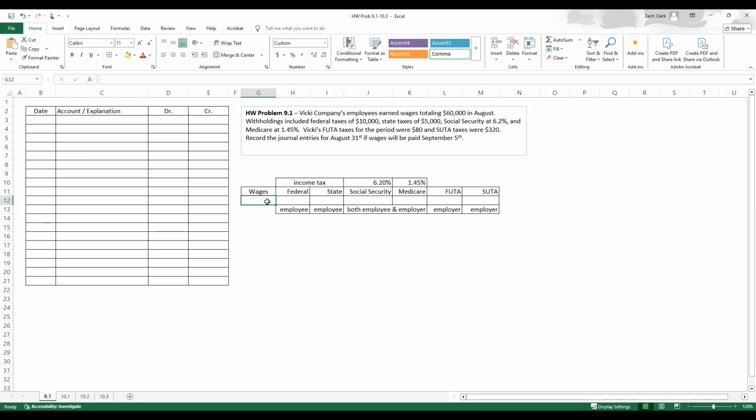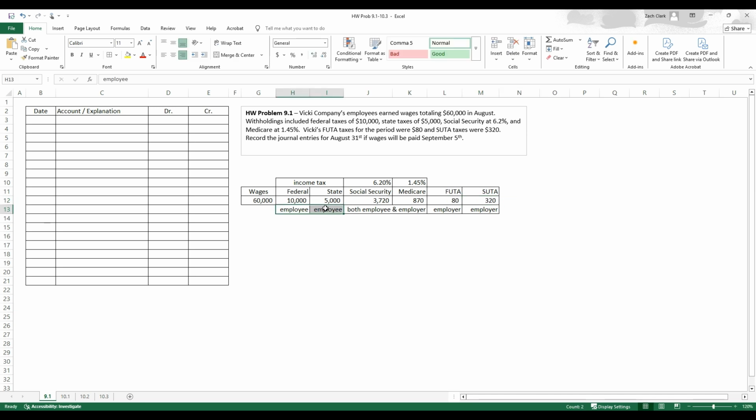So in that effort, I made this table here, and we can just fill out, based on the information provided above, all of the withholdings information. When it comes to the Social Security amounts, we just multiply that percentage of 6.2 times the wages earned. So that's 3720, and then we can do 1.45 times the 60,000, or 870. And then it just tells us the FUTA and SUTA amounts to input.